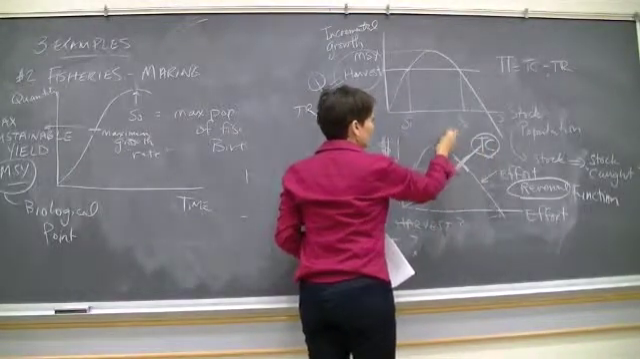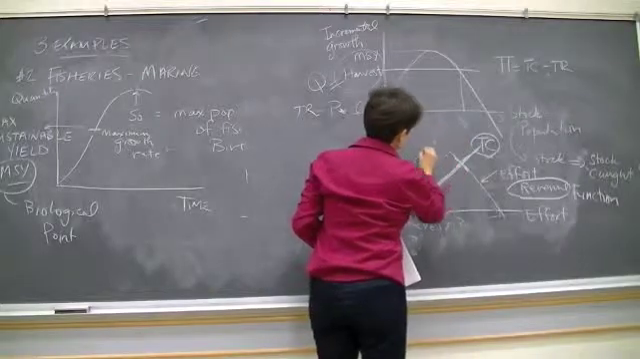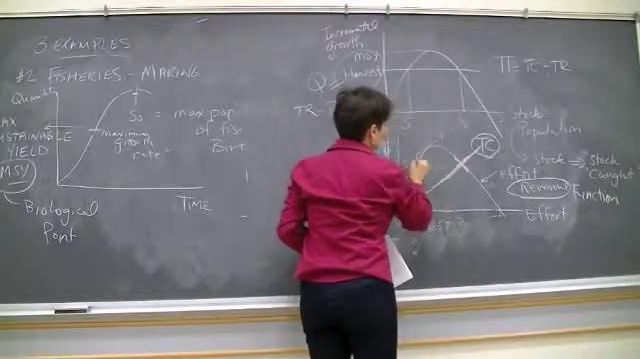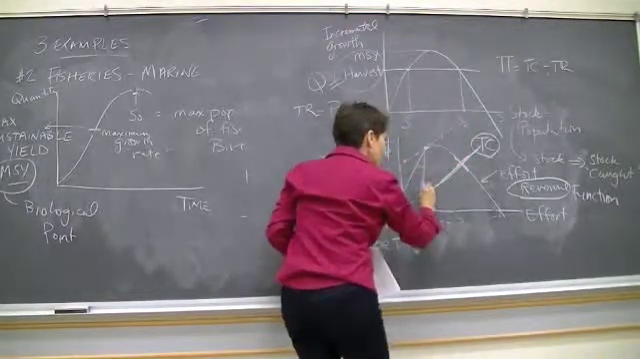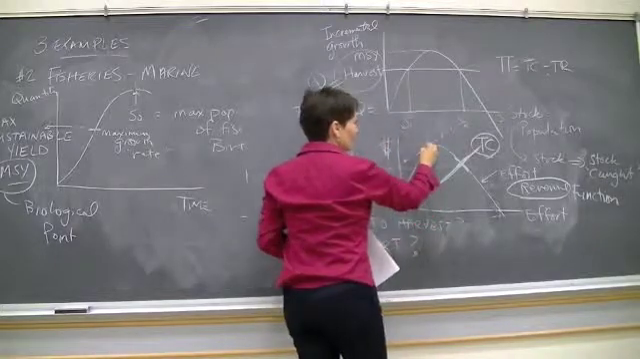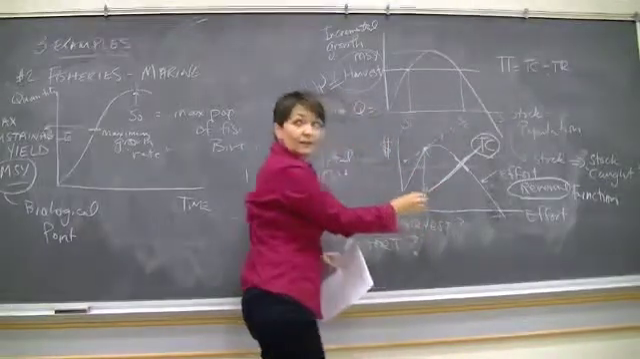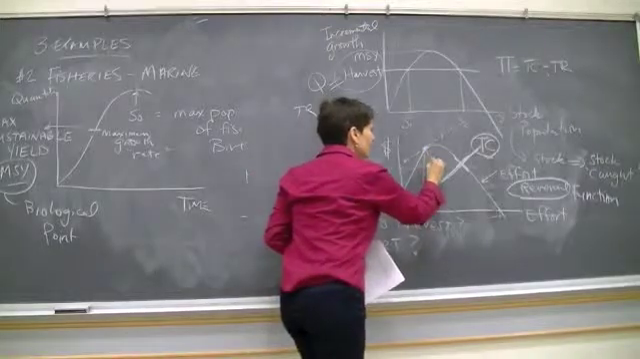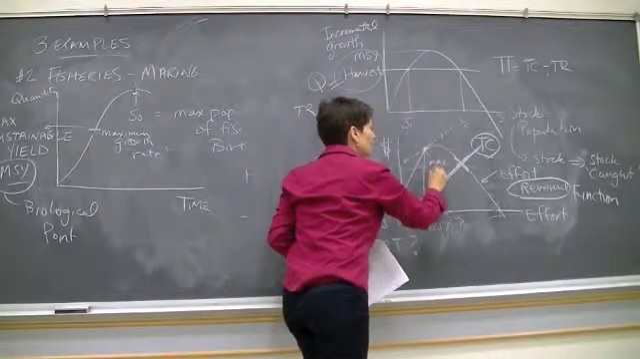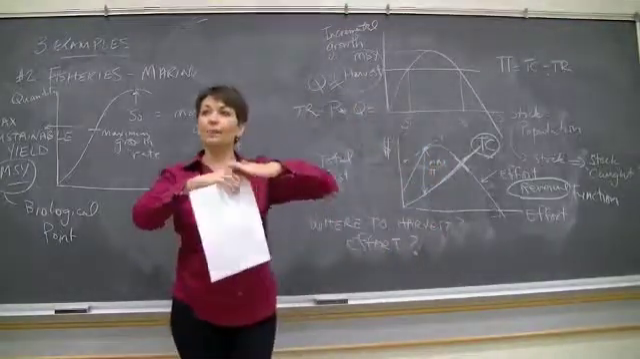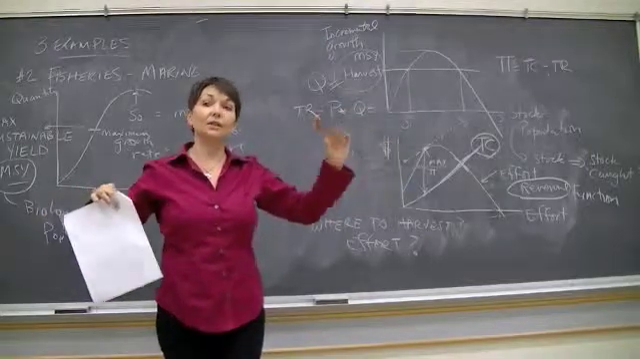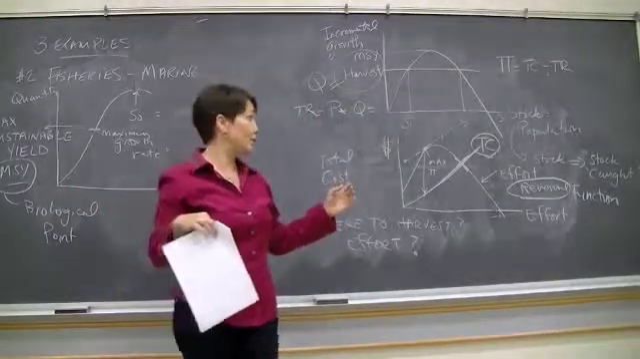So, somewhere in here. At this point, this is the total revenue and this is the total cost. So this is where you have maximum profit. You want to make the greatest difference between total cost and total revenue.